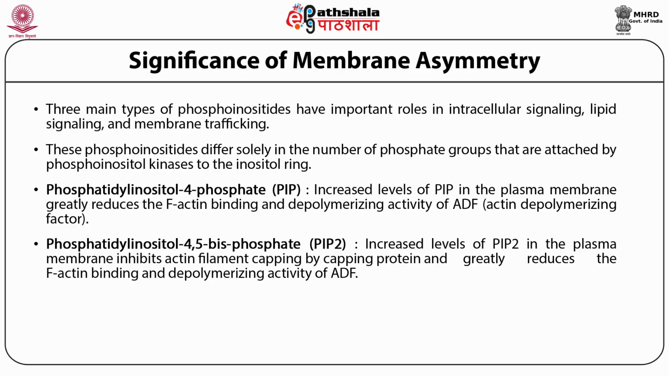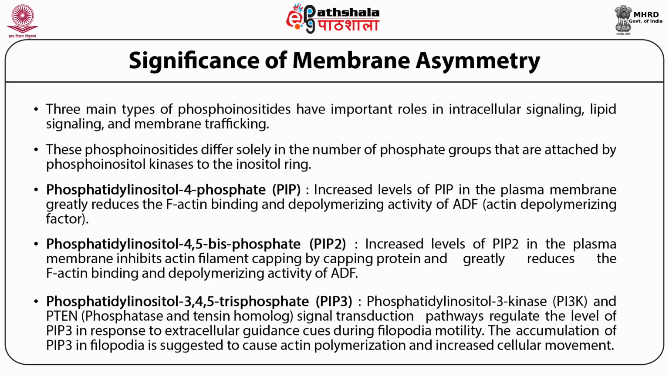The third phospholipid is phosphatidylinositol 3,4,5-trisphosphate, that is known as PIP3. Phosphatidylinositol 3-kinase, also known as PI3K, and PTEN, that is phosphatase and tensin homolog, form a signal transduction pathway. In short, the PI3K and PTEN signal transduction pathway regulates the level of PIP3 in response to extracellular stimulus. The accumulation of PIP3 in filopodia is suggested to cause actin polymerization and increase cellular movement.